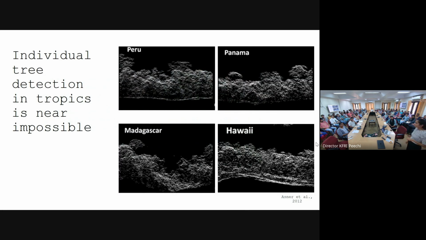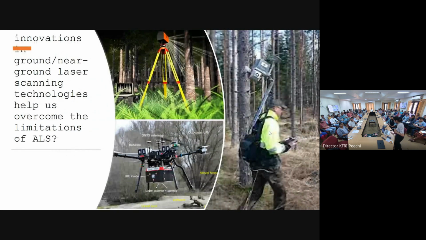And just to give you an idea of why we can't use airborne LiDAR data to estimate good biomass: in order to estimate good biomass, you need individual-level detail. These four pictures are airborne LiDAR data from four different tropical forests, from Peru, Panama, Madagascar, and Hawaii. And this is the detail that you can get from dense tropical forests, even when you use very high resolution airborne LiDAR data. As you can see, you cannot delineate individual trees and you cannot get detail at the level of individual trees. They are very good for landscape-scale metrics, but not really good enough for individual-level metrics.